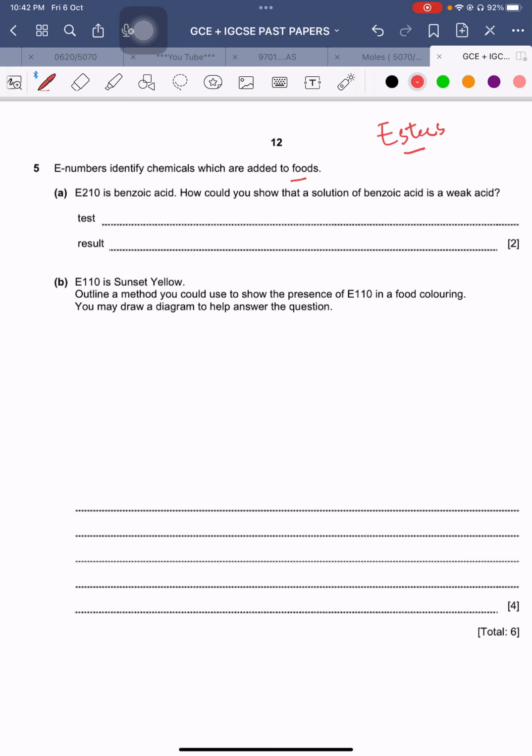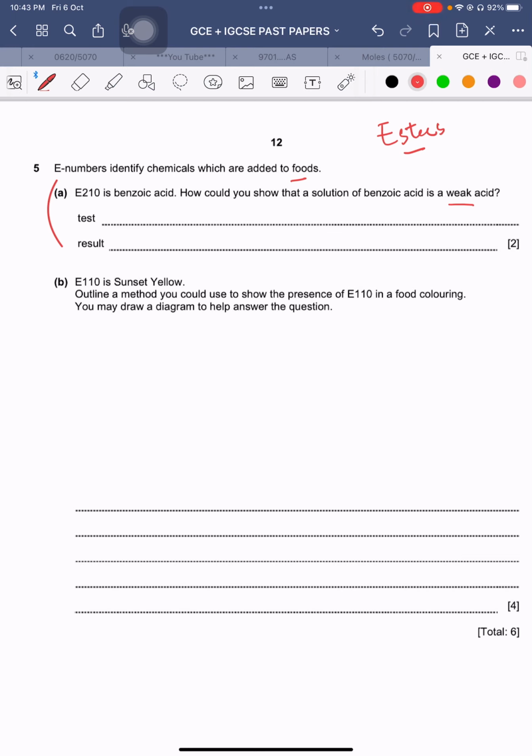Let's read. E210 is benzoic acid. E210 means ester 210. 210 is a specific market terminology. How could you show that a solution of benzoic acid is a weak acid? Right now it is related to the acid, that how we can prove that an acid is a weak acid. But before telling you this process, let me inform you that the definition of weak acid has no concern with kinetic particle theory or with lab apparatus or purification and separation techniques. But I am informing you what is the test for that.